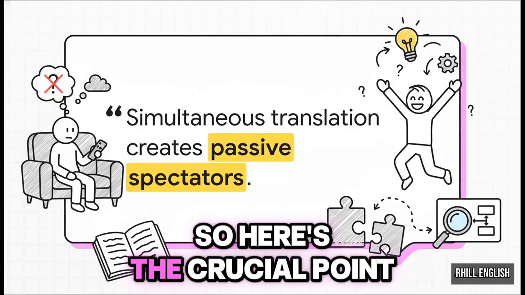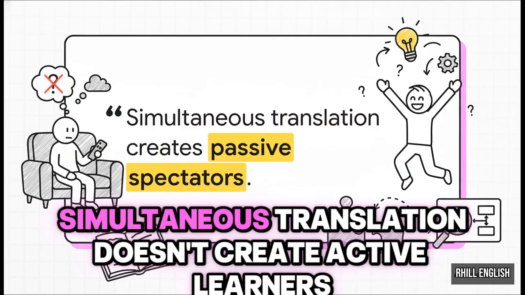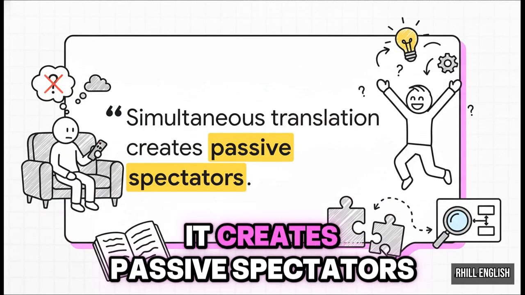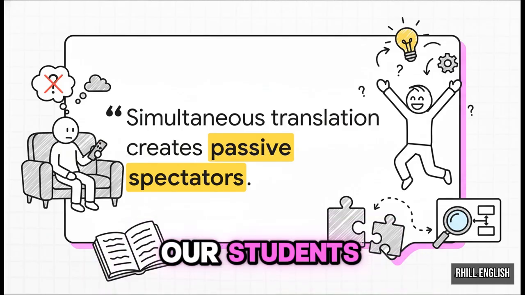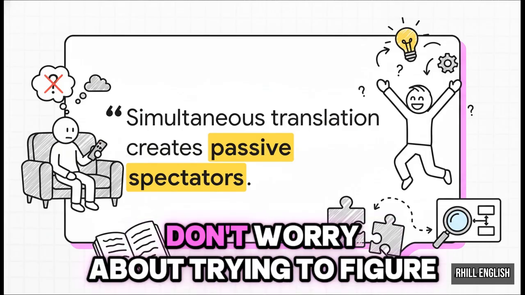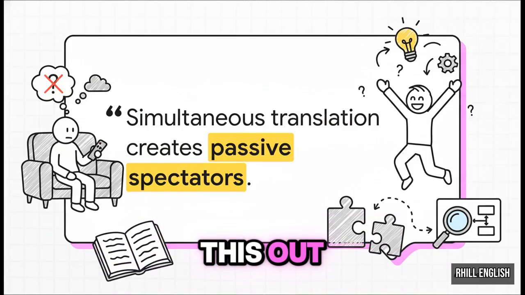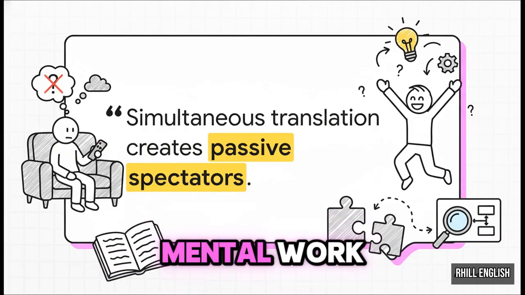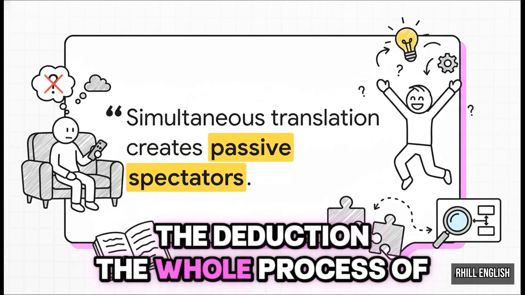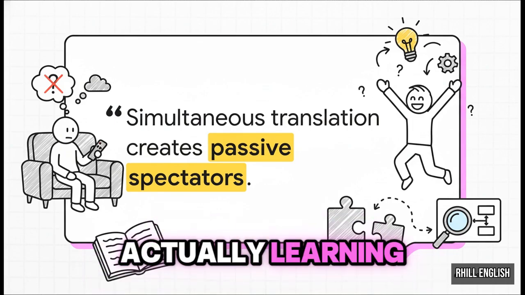So, here's the crucial point. Simultaneous translation doesn't create active learners. It creates passive spectators. When we translate, we're essentially sending a message to our students that says, "Hey, don't worry about trying to figure this out. I'll just give you the answer." We're robbing them of the mental work, the deduction, the whole process of actually learning.